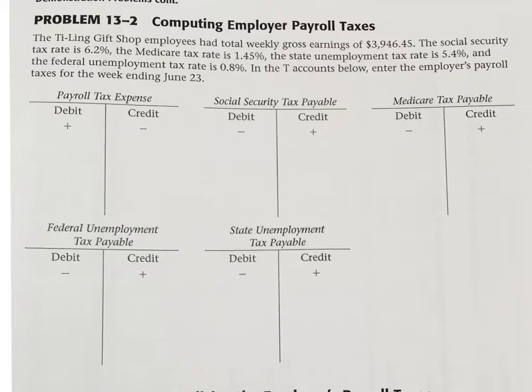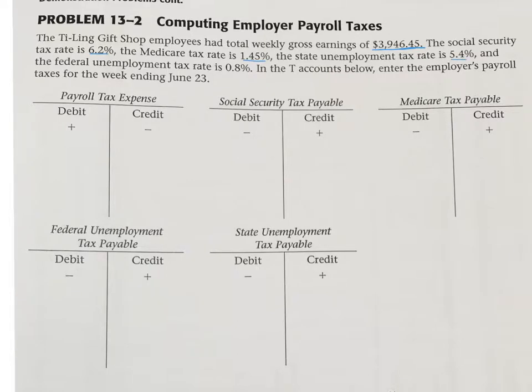Okay, for problem 13-2 in our demo packet, we're looking at computing the employer's payroll taxes. And it says that the T-Ling gift shop employees had total weekly gross earnings of $3,946.45. Remember, this is important because the employer's payroll taxes are calculated off of the gross earnings of all of their employees. The Social Security rate is 6.2%. Medicare is 1.45%. The state unemployment tax is 5.4%. And the federal is 0.8.